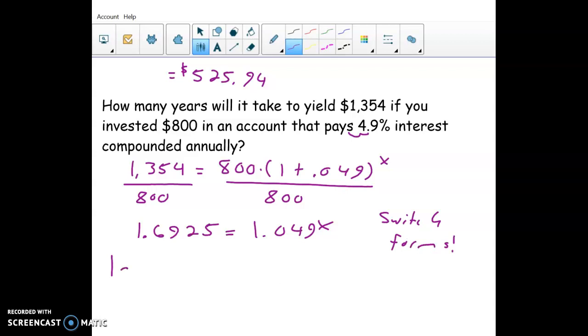So I'm going to write log with my base being the 1.049, that's my base, and log means find exponent, so I put my exponent over here, and then my other thing is the value. So it's a lot of little decimals there, but now you just type this in your calculator, right? Log over log, that's the change of base formula, and you'll get your answer.